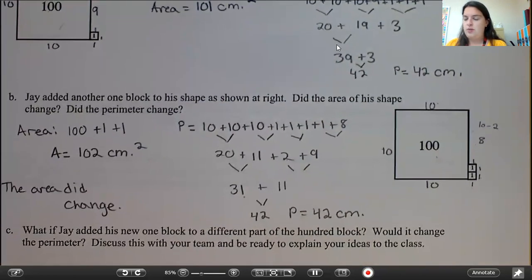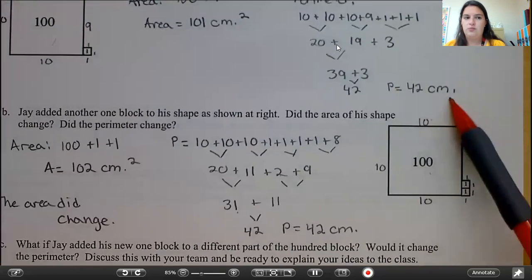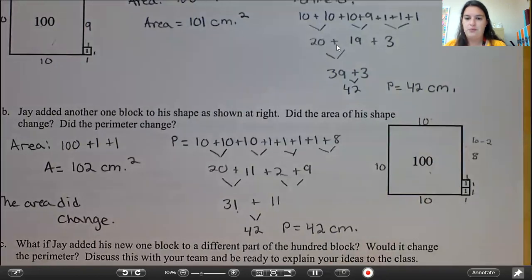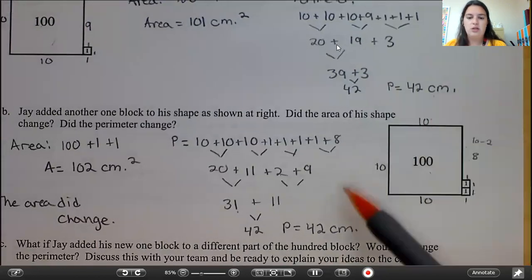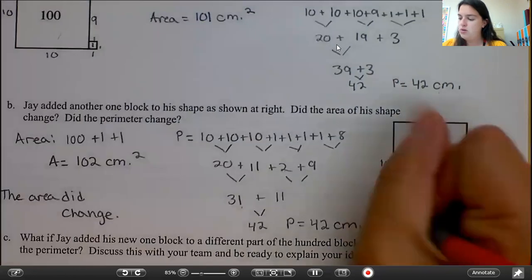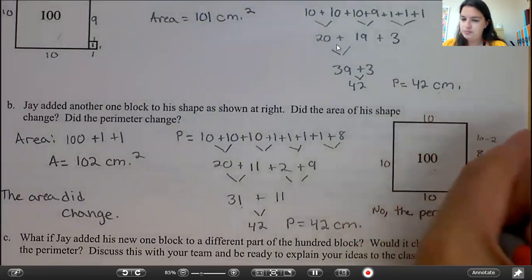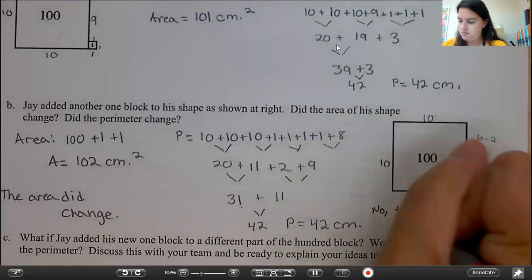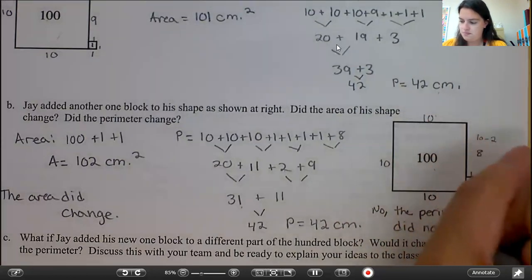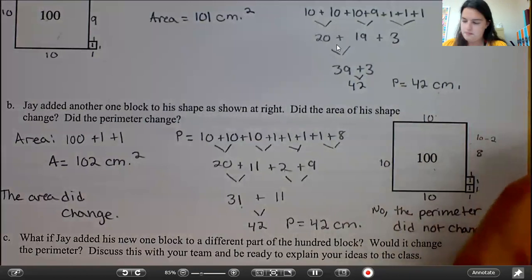So now let's go back and look. Did our perimeter change from part A to part B? We have 42 centimeters and 42 centimeters. So no, the perimeter did not change.